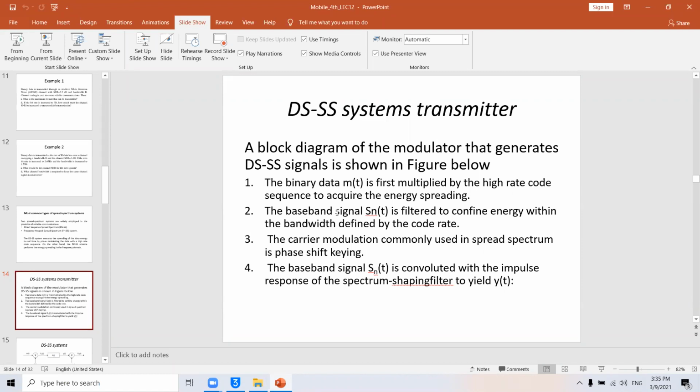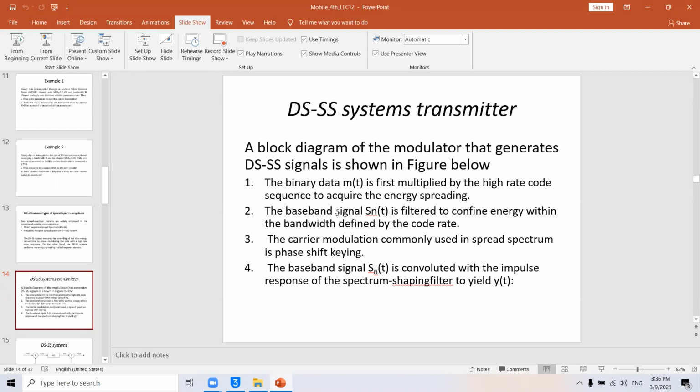Carrier modulation commonly used in spread spectrum is phase shift keying, and sometimes frequency shift keying. We have different kinds of frequency shift keying. For example, 2FSK means binary FSK, 4FSK is quadrature, and we may have 8FSK, 16FSK, and so on. This depends upon the symbol and bits. So, for example, every symbol is represented by 3 bits.